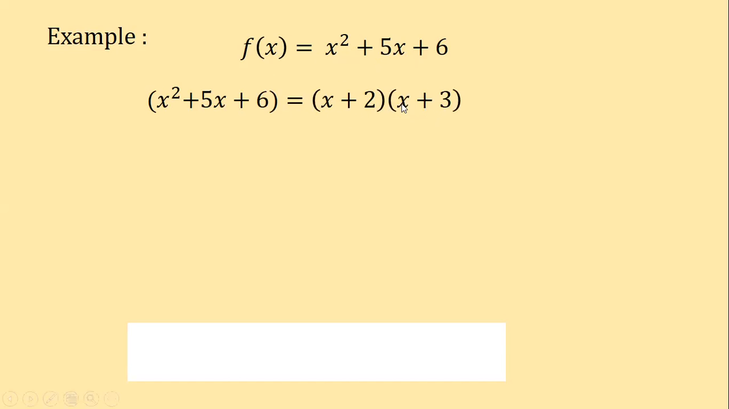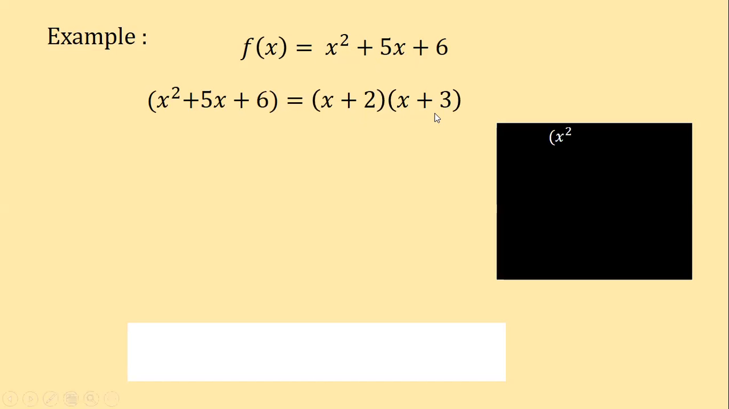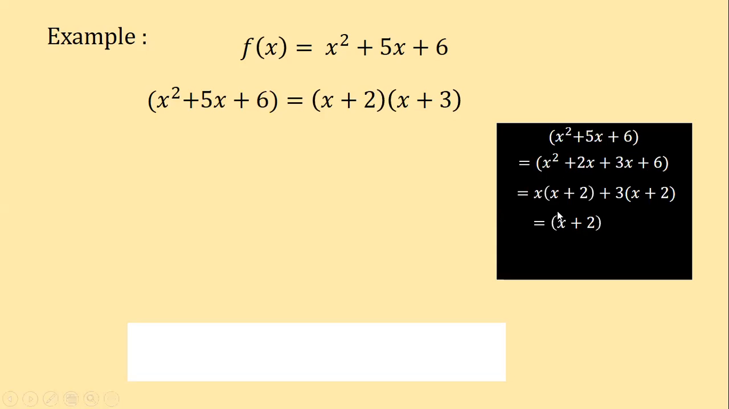How did I get it as x plus 2 into x plus 3? Let us see. The polynomial x square plus 5x plus 6, where 5x can be written as 2x plus 3x, plus 6. In these two we can take x common, that is x plus 2, and in these two we can take 3 common, which is x plus 2. So again x plus 2 is taken common, which leaves x plus 3. That means it is the factorization method, which we learnt in 10th class. So x square plus 5x plus 6 is written as x plus 2 into x plus 3.